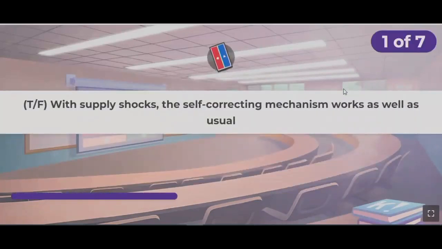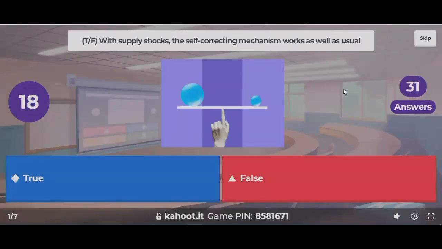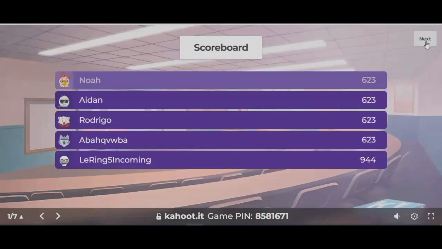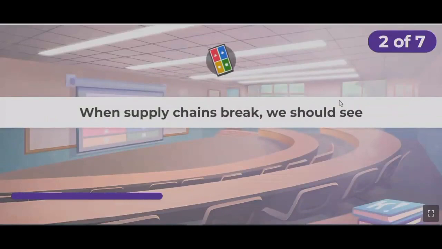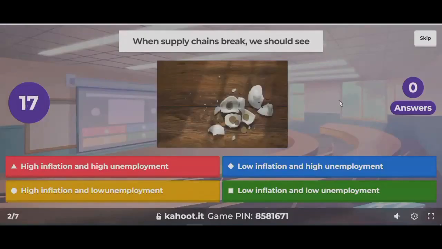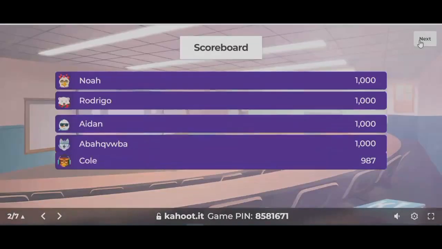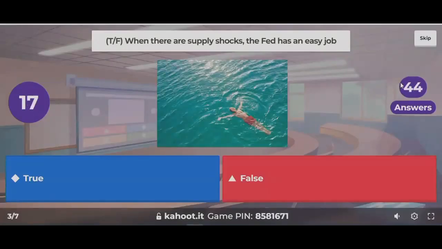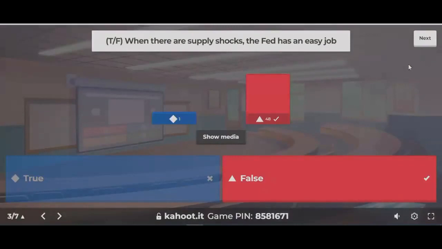First question, true or false? With supply shocks, the self-correcting mechanism works as well as usual. Of course, that's false. Things can spiral out of control. Next. When supply chains break, we should see which combination of inflation and unemployment? Of course, we should expect high inflation and high unemployment. Next, true or false? When there are supply shocks, the Fed has an easy job. That one was easy.